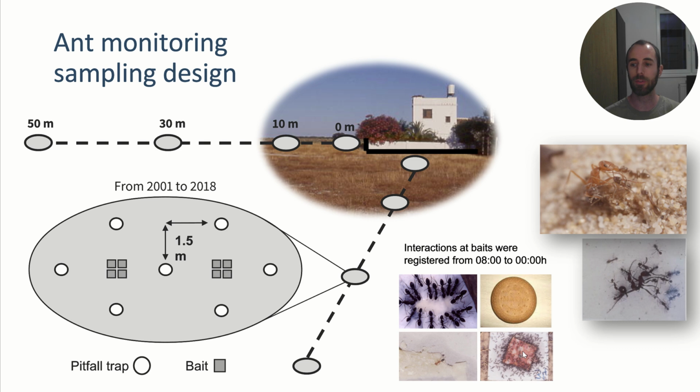And the baits were used to check the replacement of species and the interaction between species, so which species can outcompete which other species. And the pitfall traps were used to study the taxonomical diversity at each of these different distances.